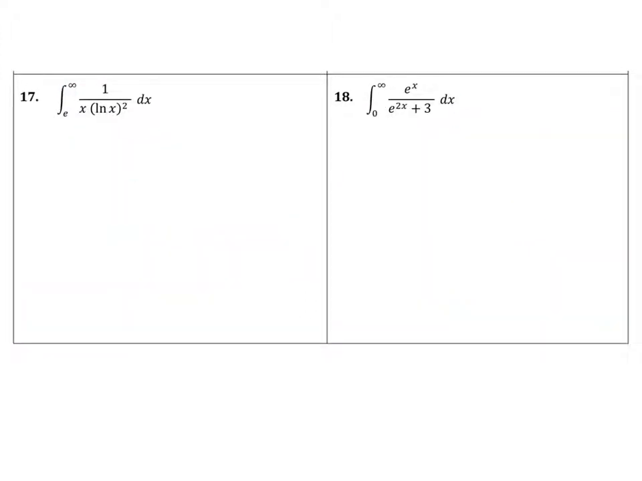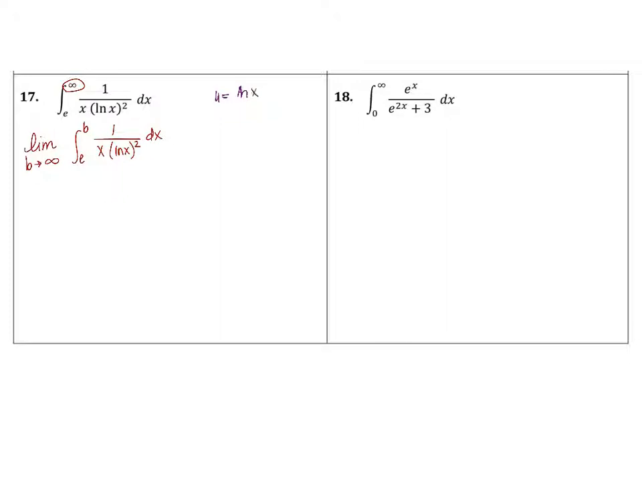Okay, so now we have this improper part up here, so I'm going to change that out. We're going to have the limit as b approaches infinity of the integral from e to b of 1 over x times natural log of x all squared dx. So U-substitution time, so let's go over to the side and say that we're going to let u equal natural log of x.